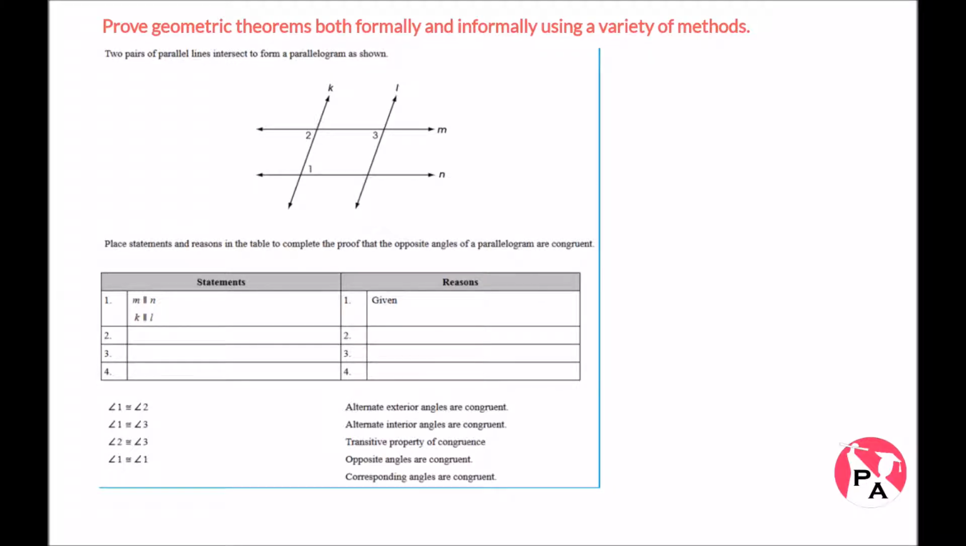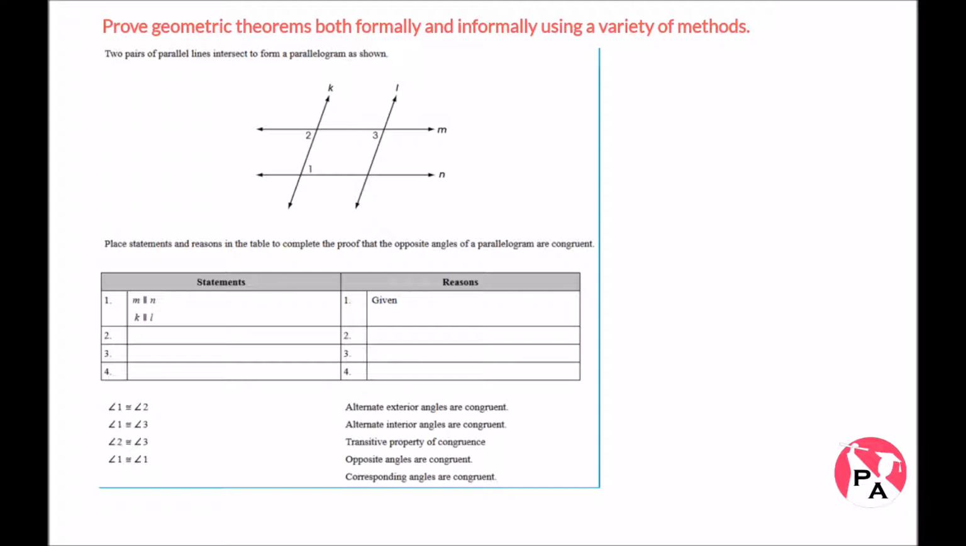Everyone, as you may know, I have been solving Ohio State geometry test questions for a while. So this is going to be another video where I go over the state test questions. This is one of the released test questions, so let's see what it is about. The question is about proving geometric theorems, both formally and informally, using a variety of methods.